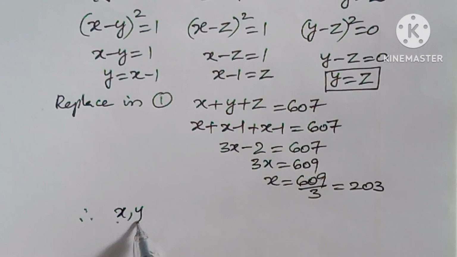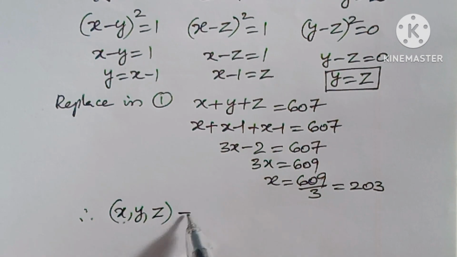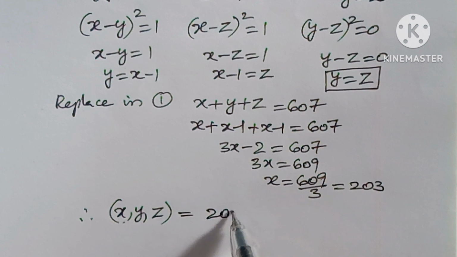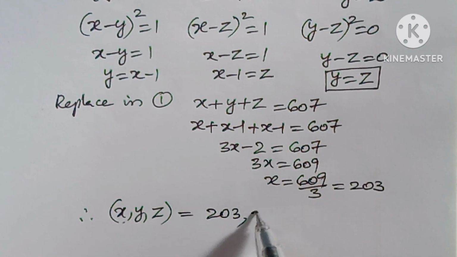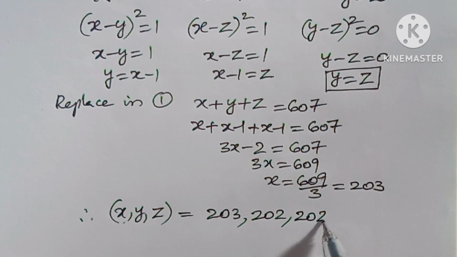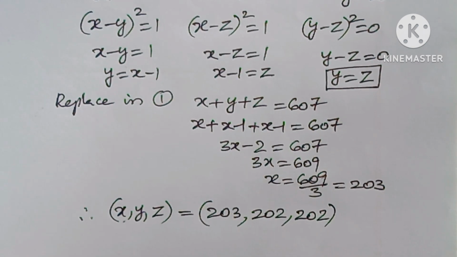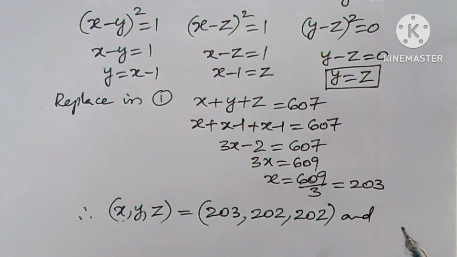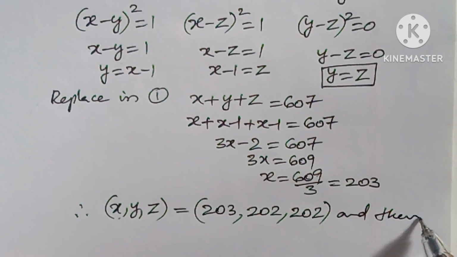Therefore, the possible values of x, y, z are 203, 202, and 202, and their permutations.